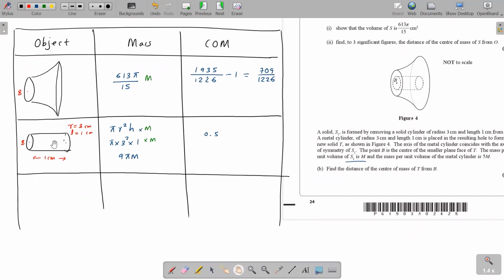From this object, you remove this cylinder, and now in place of the cylinder, what do you input? You input a metal cylinder. So this is what you remove, right? This is the one you remove, and this is the one that you add. What do you add back? You add back a metal cylinder. The radius and the length are exactly the same, right?